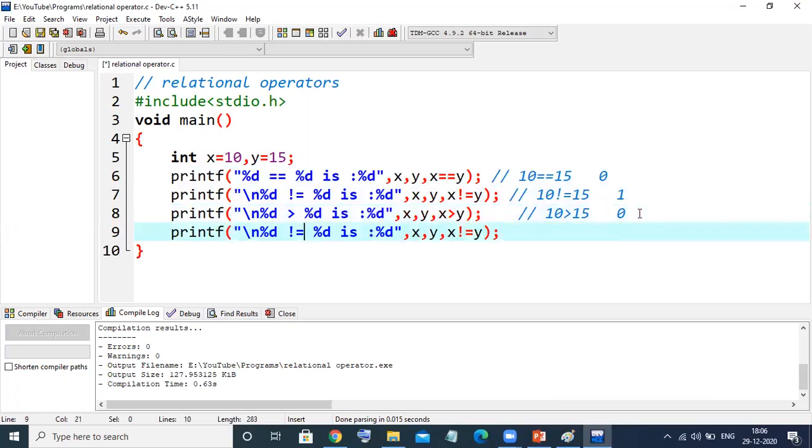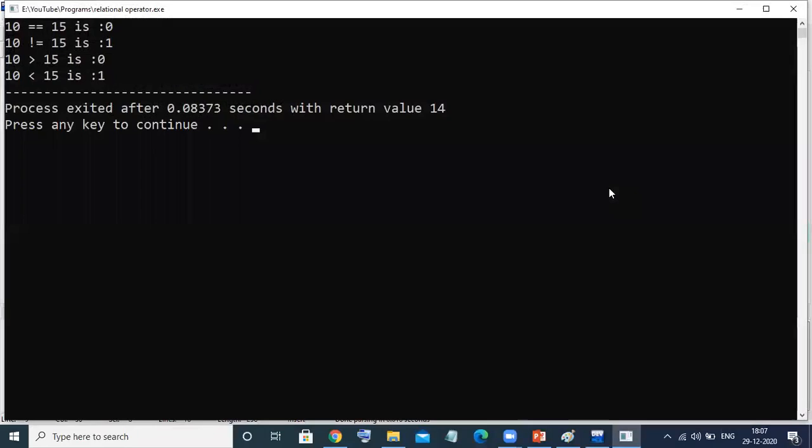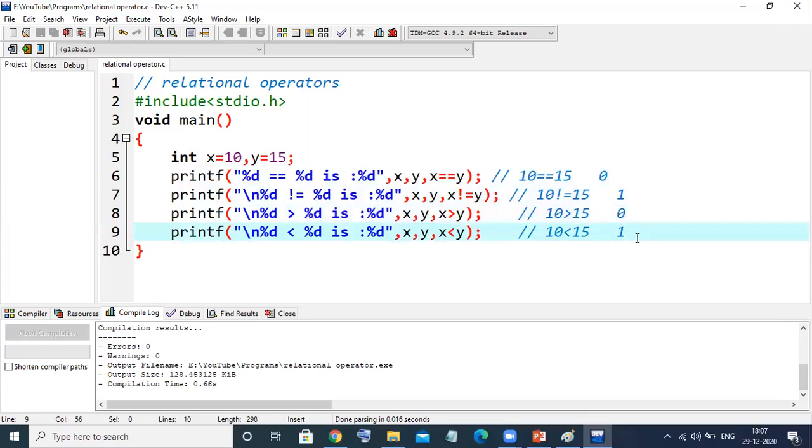Then what is the next one? Control V, and I want to check the less than now. Here I'll check the less than mark. Then comment, is 10 less than 15? Yes, 10 is less than 15. So it's going to return 1 here. Compile and execute and see the output. Yeah, 10 is less than 15, it's the correct answer.